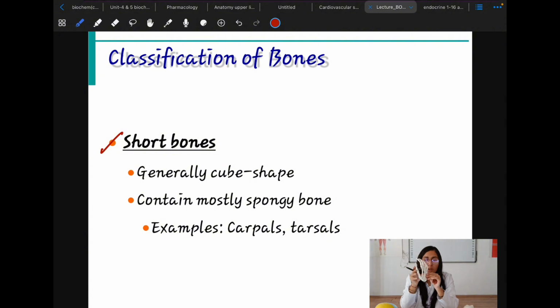In the upcoming videos, we will talk about specific mnemonics that will help to memorize the names of these short wrist bones, the carpals. And likewise, like these carpals, there are the tarsals.